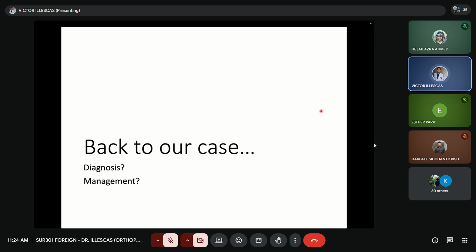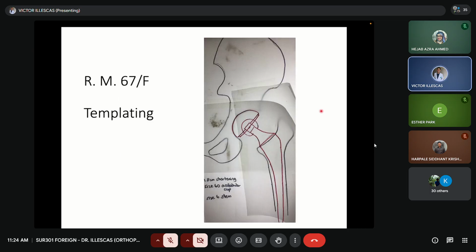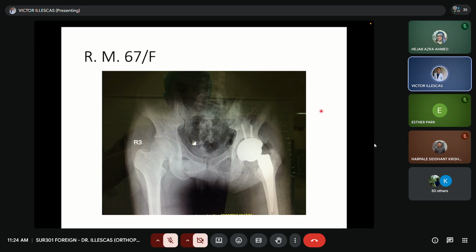Back to our case, what's your diagnosis of the 67-year-old female? It may be a degenerative type of osteoarthritis, and the treatment may initially be conservative management, but if the conservative management fails, and so that's what happened in our case, we proceeded with joint replacement to bring the patient back to her premorbid condition. So we templated the area and then did joint replacement. So that's how you answer the case of arthritis.